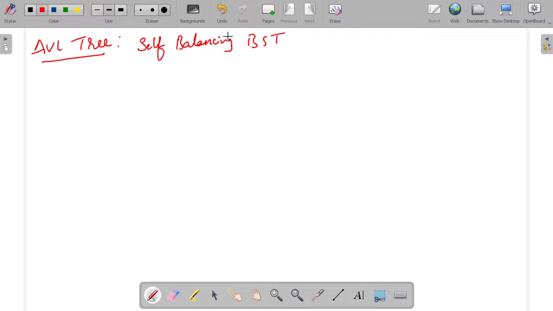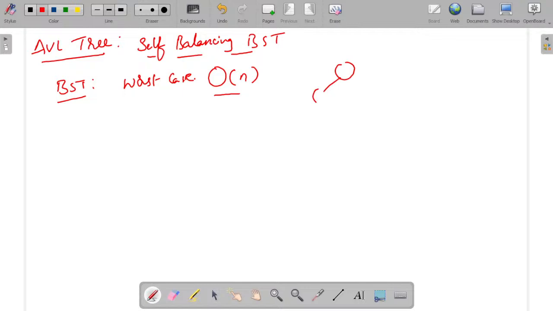All right, and why exactly we need to balance the height of a tree is this. In general, in a binary search tree, or BST, the time complexity in the worst case is big O of n. So what exactly is this big O of n? If you take a tree of this particular structure, let us say we have a binary tree like this, wherein we have values like this.